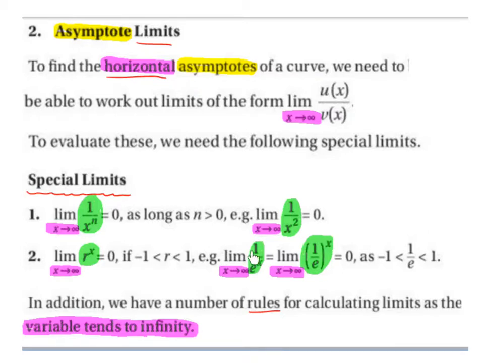So the reason that this can be rewritten as this is because 1 to the power of anything is still just going to be 1. So we can apply the power to the entire fraction. In addition, we have a number of rules for calculating limits, as the variable, so as the x usually, tends to infinity.